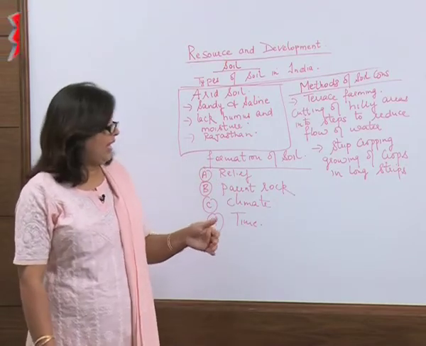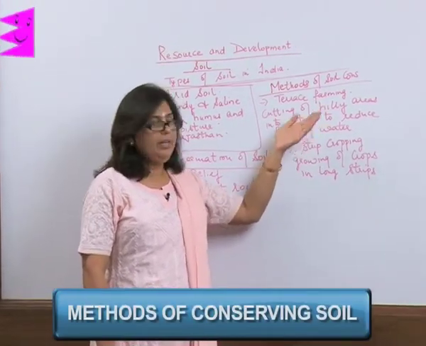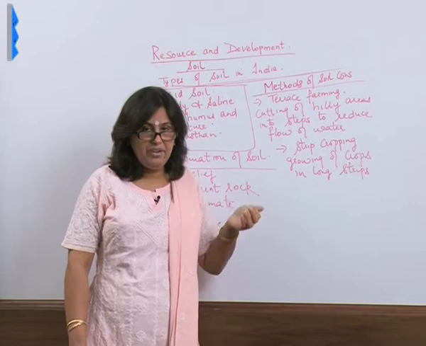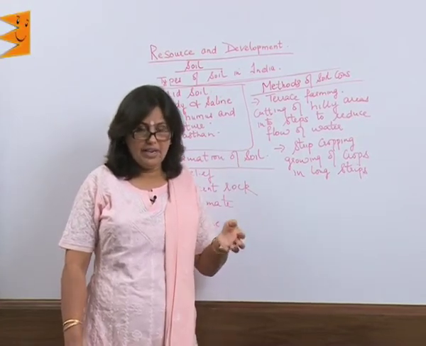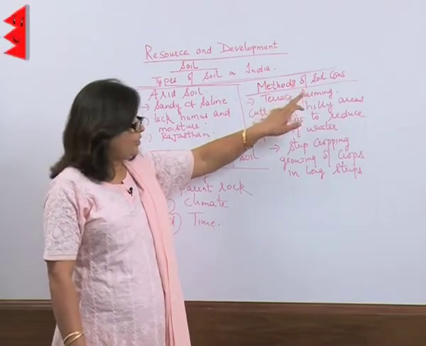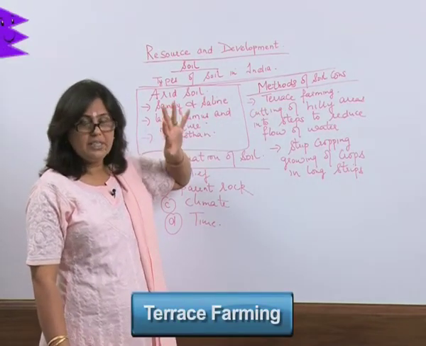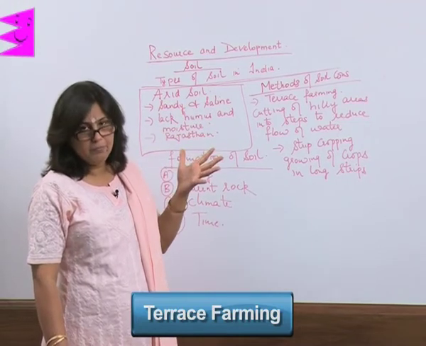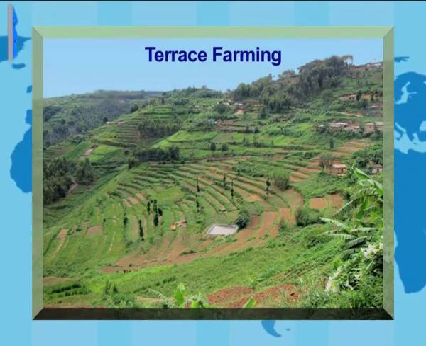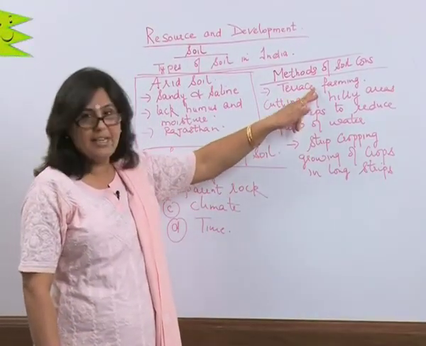Continuing with the soil that we have, we must know those methods by which we can actually conserve soil, because conservation of every resource is essential for our well-being. The first method by which the soil can be conserved is called terrace farming. Have you ever seen what terrace farming is? Well, terrace farming is cutting of hilly areas into steps. When the hilly areas are cut into steps, that is terrace farming.